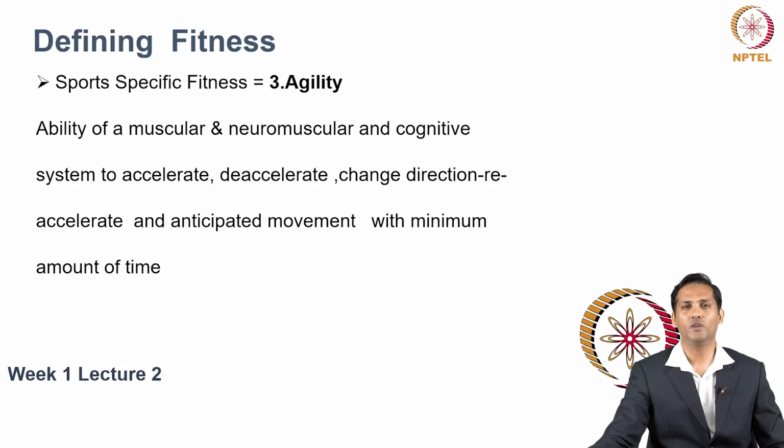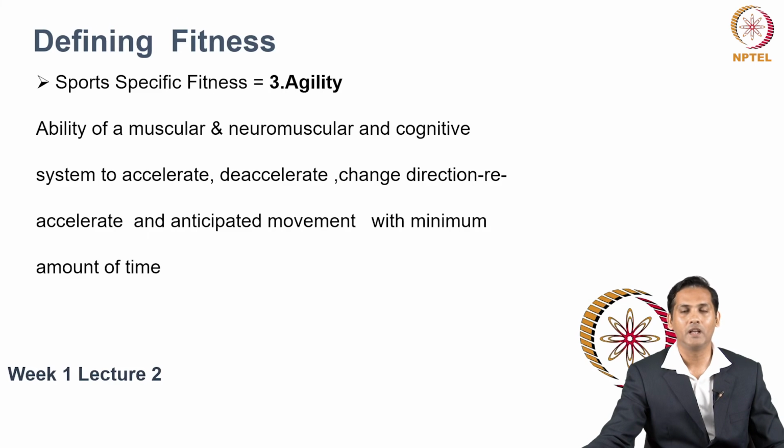The next sport specific fitness is agility. Agility is defined as the ability of a muscular, neuromuscular and cognitive system to accelerate, deaccelerate, change direction, reaccelerate and anticipate movement, all these three parameters with minimum amount of time. So obviously agility is a much more complex form of sports fitness compared to any fitness variable that we have covered up till now. For obvious reason, because it has multiple parameters to achieve an optimal level in order to execute one task.